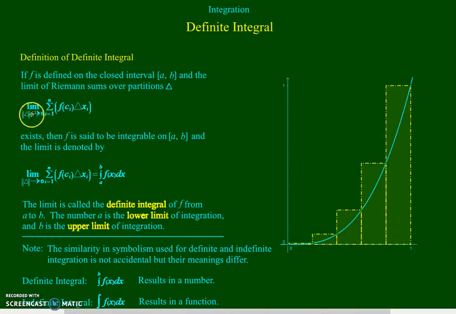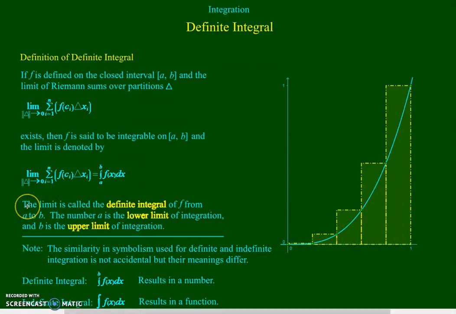But in this definition, if the limit of the Riemann sum as the norm goes to 0 exists, then f is said to be integrable on the closed interval [a, b], and the limit that we've just seen is denoted with our antiderivative sign, the integral sign, with two numbers added. a is the lower limit of integration, and b is the upper limit of integration. And it's the integral of f of x with respect to x.